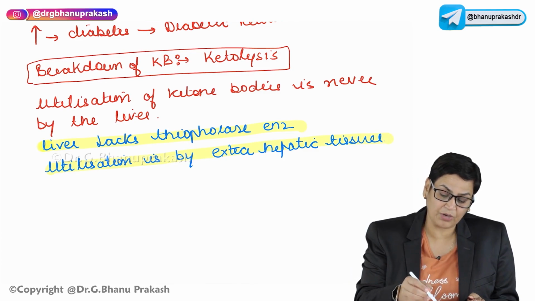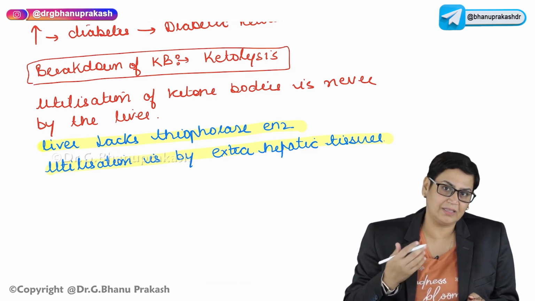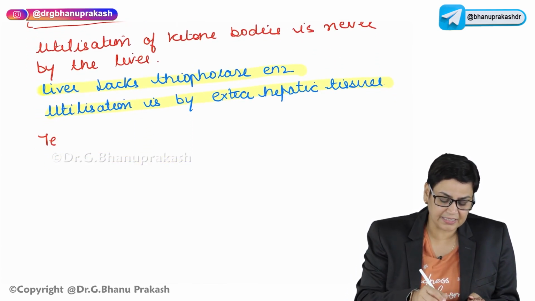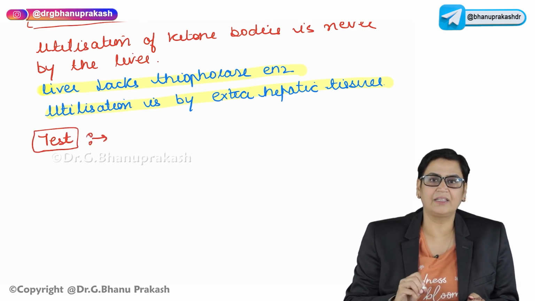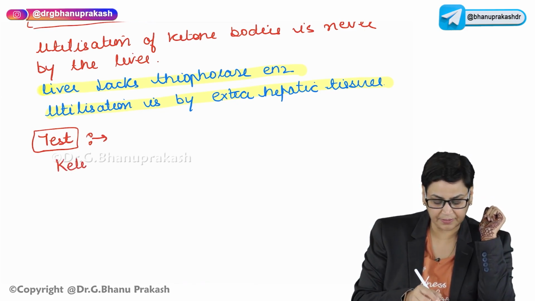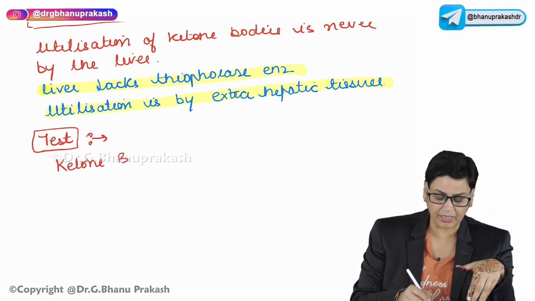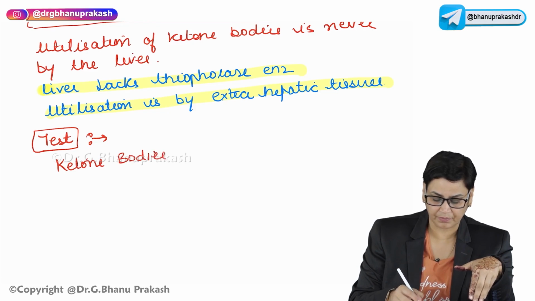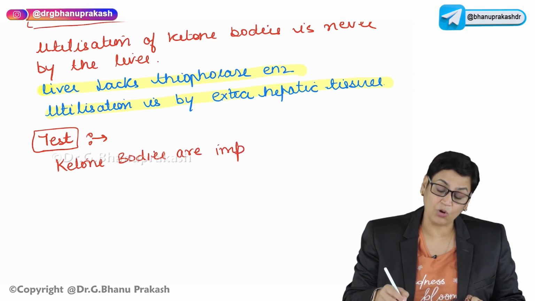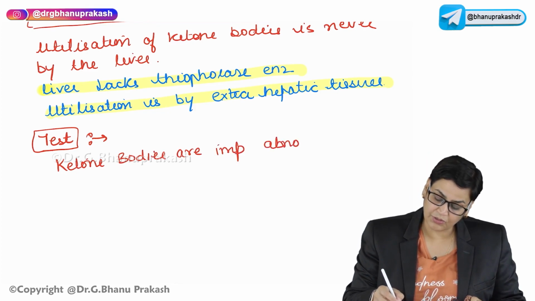Then the most important point about ketogenesis or ketone bodies is the test to detect the presence of ketone bodies, because ketone bodies are important abnormal constituents of urine.